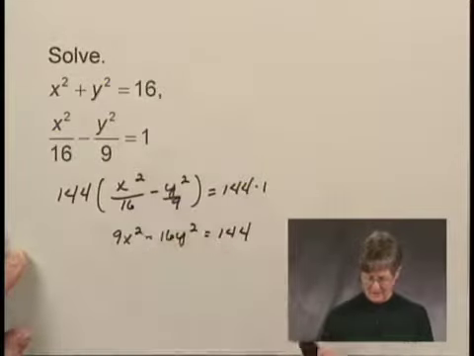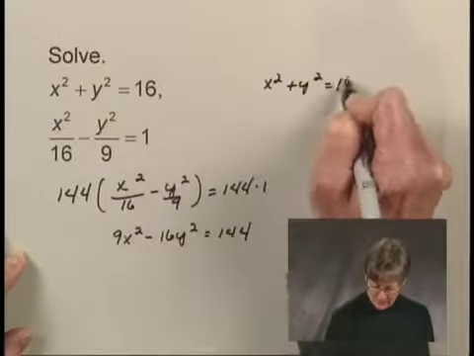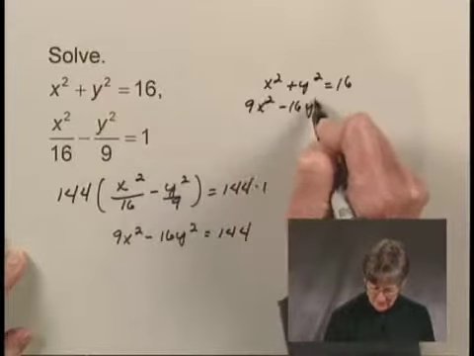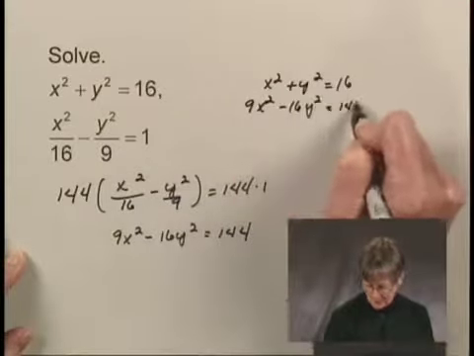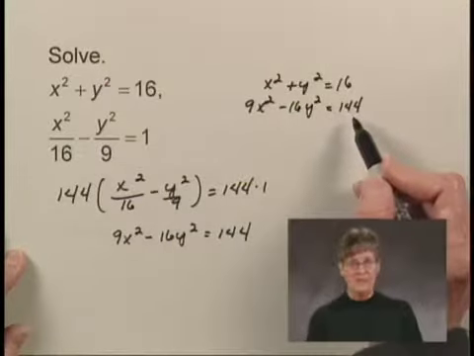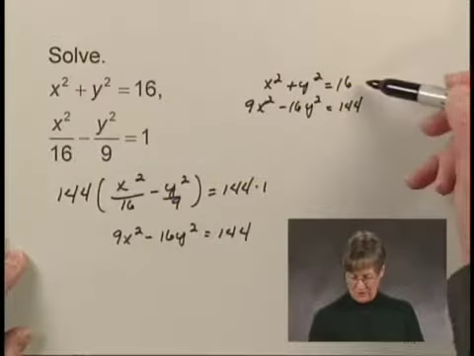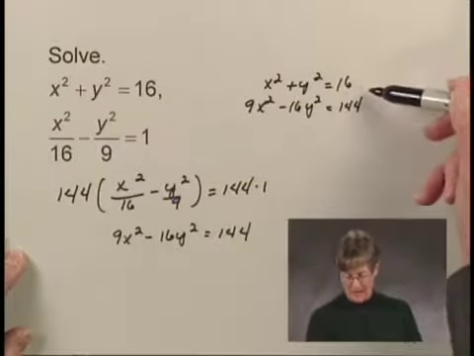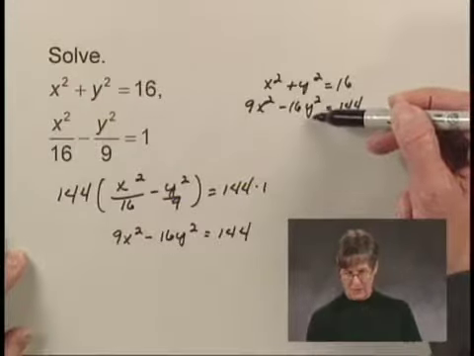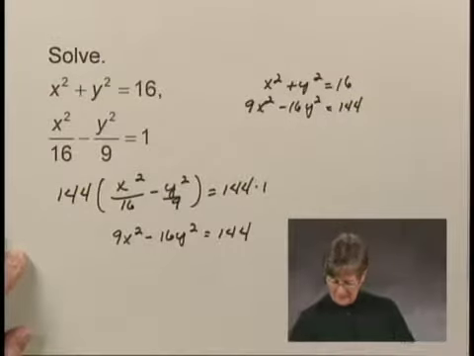Now I can rewrite this system of equations as x squared plus y squared equals 16, and 9x squared minus 16y squared equals 144. And when we see the system written this way, we see that elimination would be a good method to use to solve it. If I were to multiply the first equation by 16, I would have a 16y squared that would add to 0 with this negative 16y squared term. So let's do that, and let's write what we've got over here.